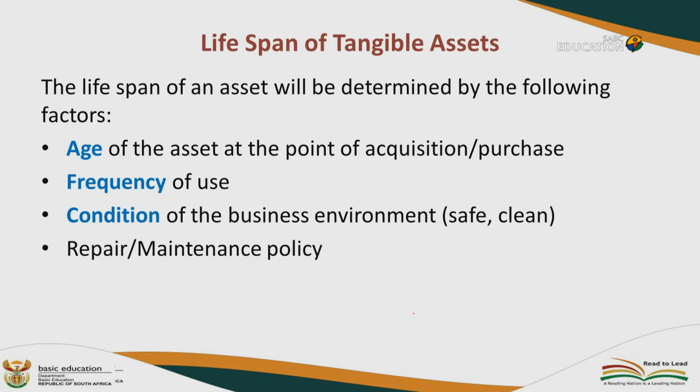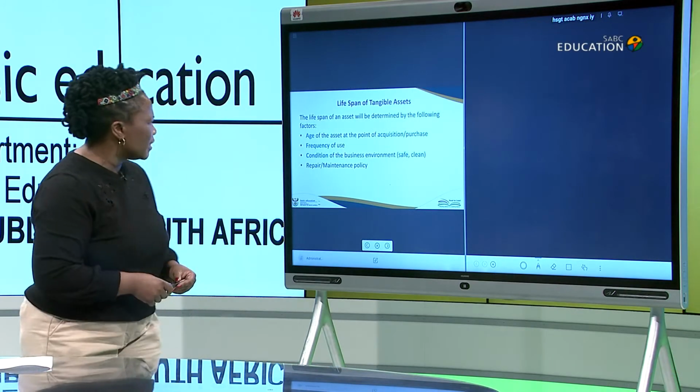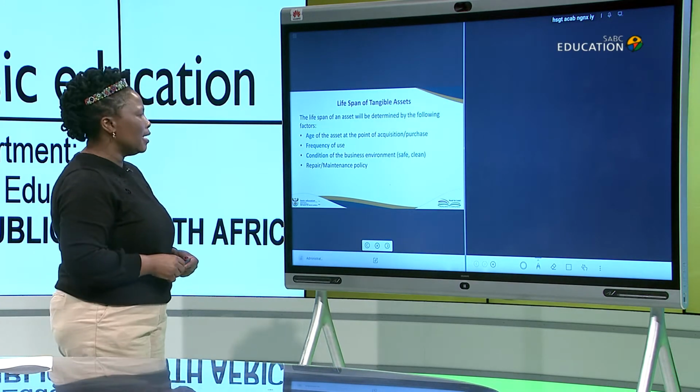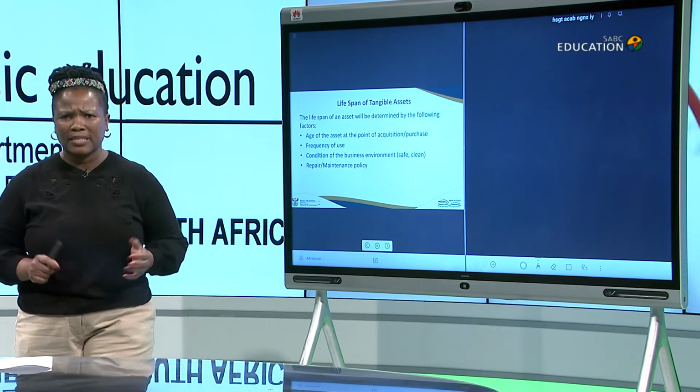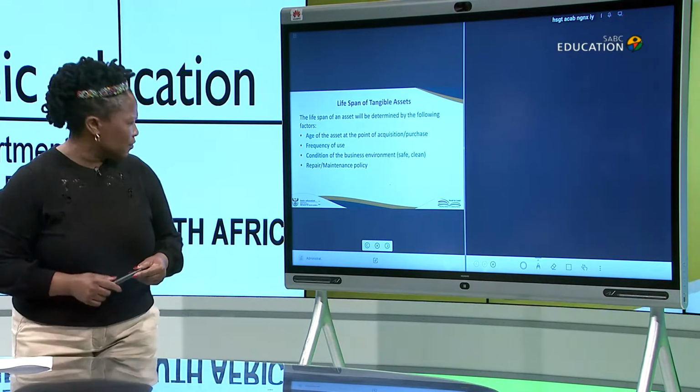And then we are going to look now at the conditions of the business environment. If the conditions are not clean, and especially if the structures are not clean, definitely the value of your assets is going to be affected negatively. They are going to drop even before the time that was expected. And then the repair policy as well as the maintenance policy. This is very key.